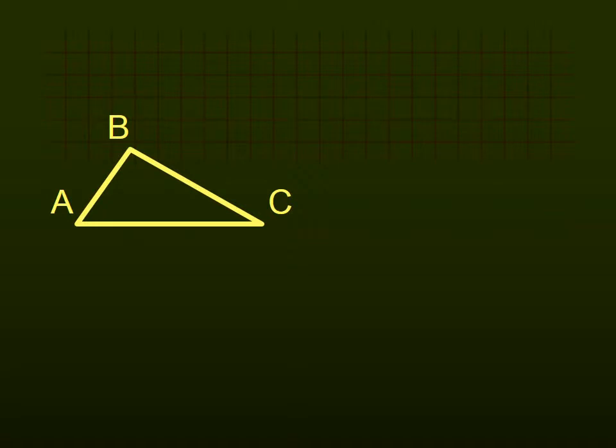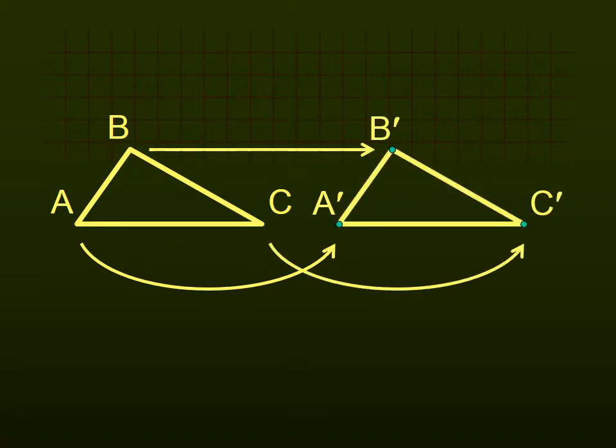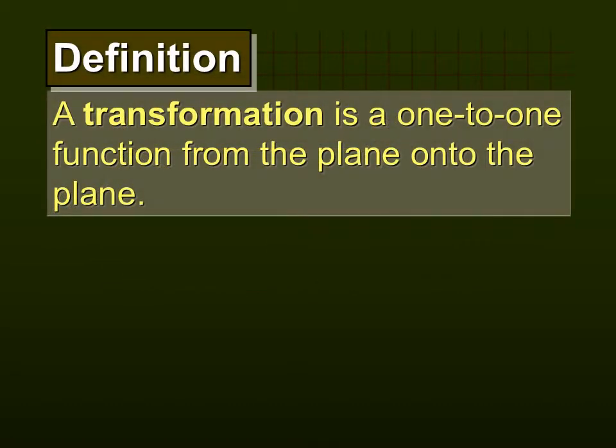So here's a preimage, and we are going to change and move those points, and then we get our image. Notice that in the preimage we had point A, and in the image we moved point A, and it's no longer point A, it's point A prime. We use that prime to indicate that it's the image instead of the preimage. The definition of a transformation is that it's a one-to-one function from the plane onto the plane.